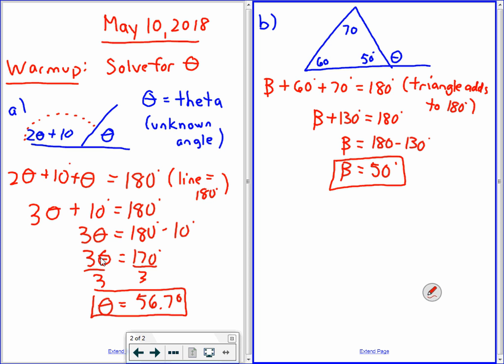Right, if you take a look at this entire thing here, that right there has to be 180, right? So we're going to say then in green, my algebraic statement is going to be theta plus 50 equals 180. And I'll just finish that off for you. Theta equals 180 minus 50. Theta equals 130.